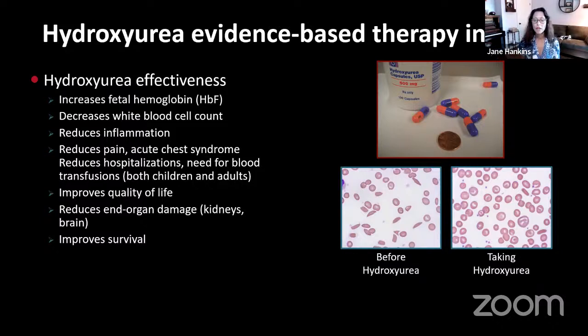It decreases inflammation in the bodies of people with sickle cell disease, which is such a damaging thing to have, this constant inflammation in the body. And then the clinical outcomes: it reduces pain events, acute chest, use of blood, admissions to the hospital, improves quality of life, protects organs such as the kidneys, the brain, and improves survival. So we know all of those things. And here on the right is a picture of some pills of hydroxyurea, but then the blood smear of a person before hydroxyurea and taking hydroxyurea, the dramatic change in the red cells, and now we see fewer sickle cells and more of these purple big cells that are full of fetal hemoglobin.